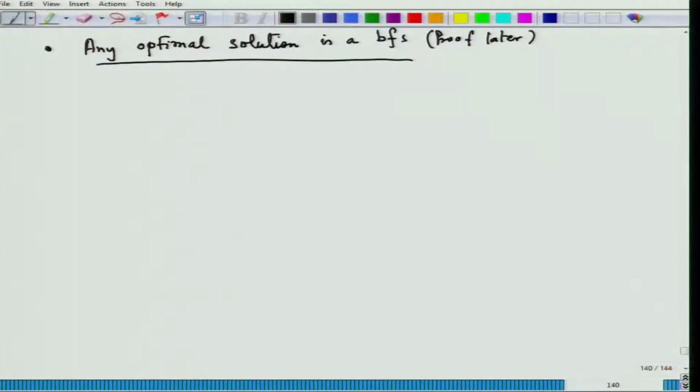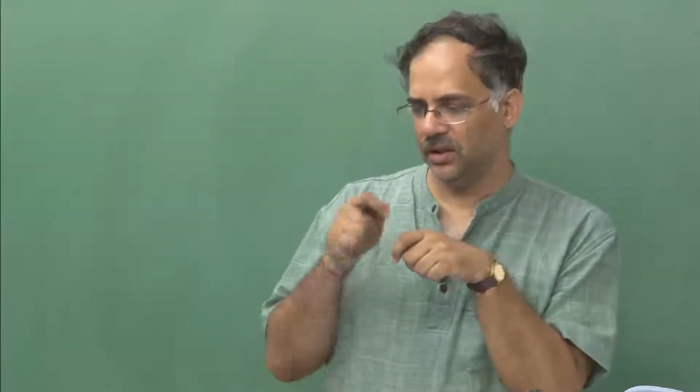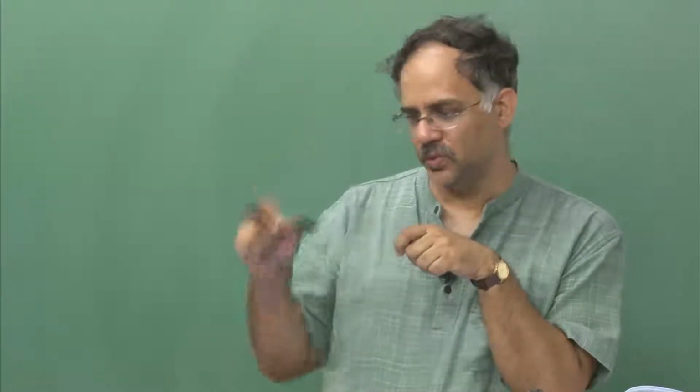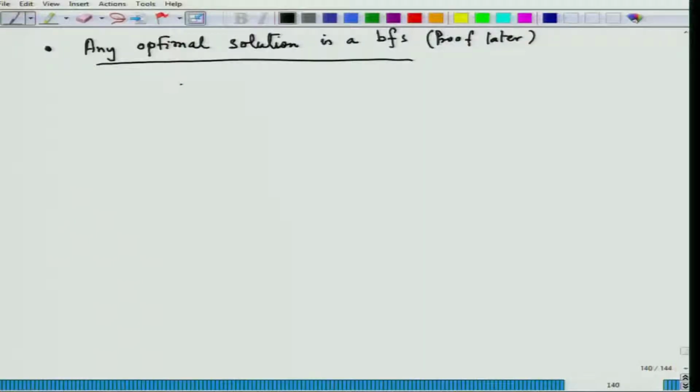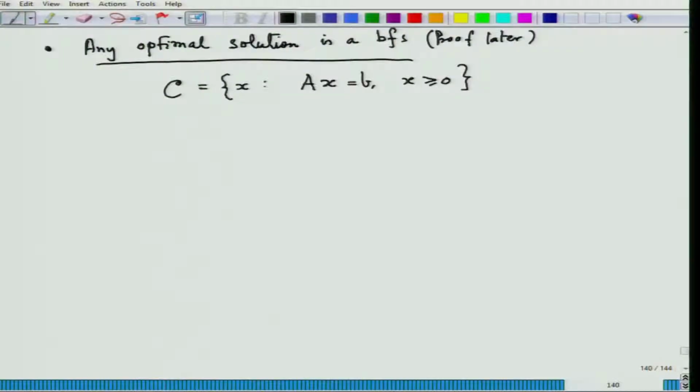So, what will the simplex method do? The simplex method will take a BFS and go from one BFS to the next BFS, because every vertex of the convex polyhedron, which is the feasible set, which I was marking as C, is a basic feasible solution. If you look at this, this is a polyhedron and it has vertices. Every vertex of the polyhedron C we know is a basic feasible solution.